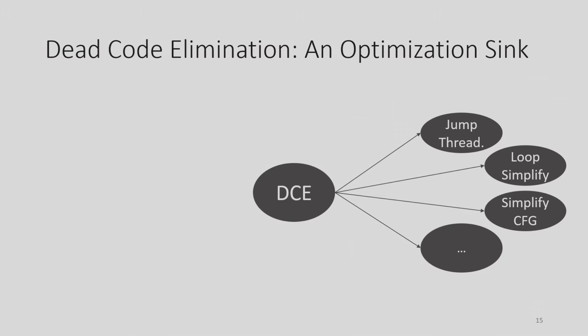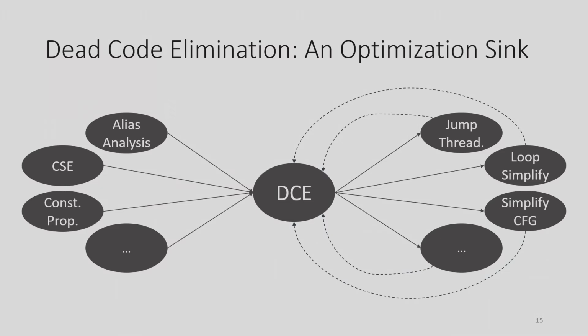At the same time, DCE will be run multiple times because the compiler tries to do this again and again. And these will also affect how well a compiler can eliminate dead code. And there are also things that run before it that affect it too. So what we end up with is a component in the middle of the compiler that interacts with a lot of others. And what we can do now is infer the following.